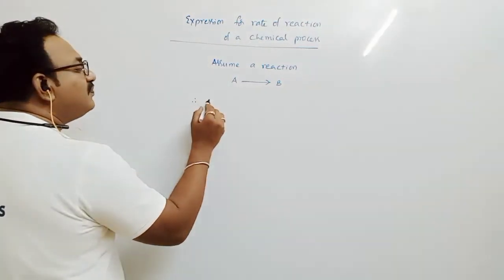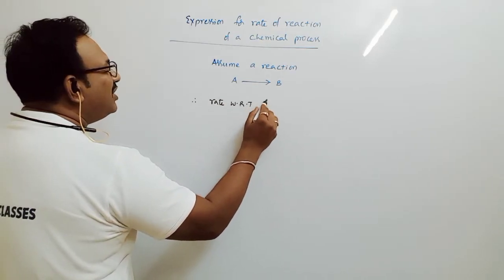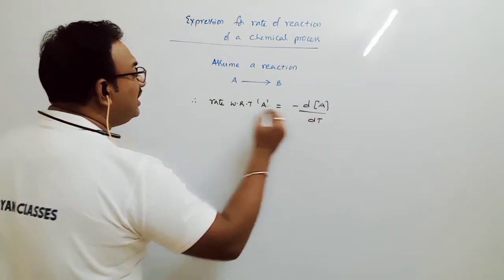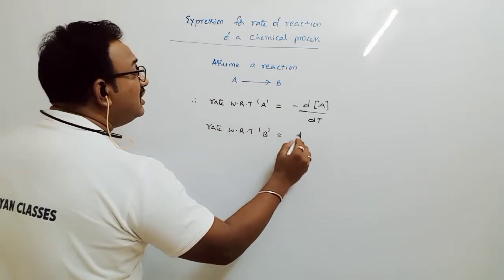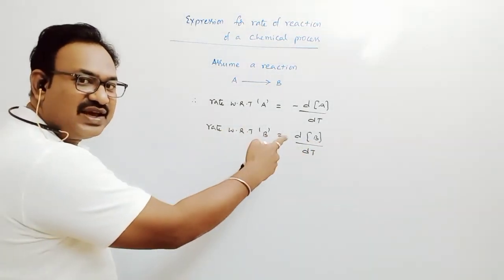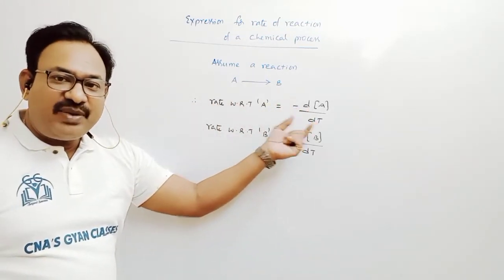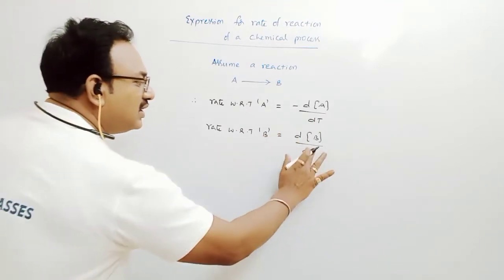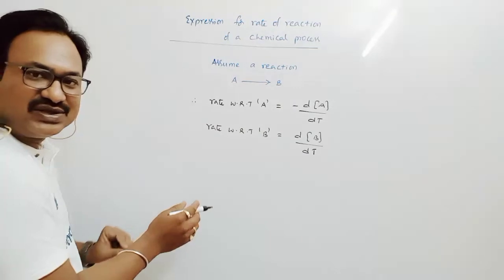Therefore, rate with respect to A, the reactant, is equal to minus d concentration of A by dt, whereas rate with respect to B is d concentration of B by dt, because the product is increasing, so there is no negative sign here. So rate with respect to A is minus d concentration of A by dt and rate with respect to B is d concentration of B by dt. Have you understood? Like that we can express the instantaneous rate.